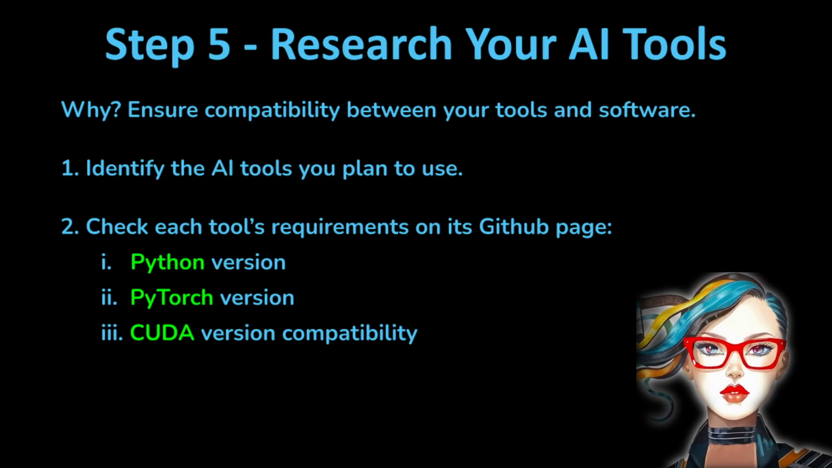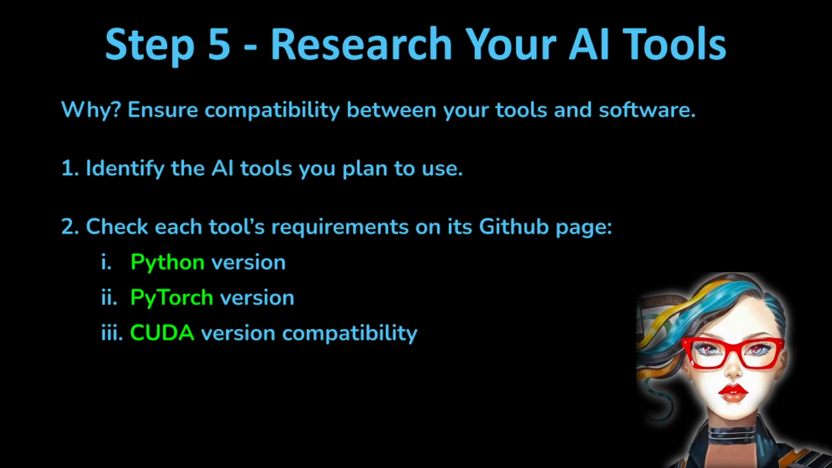But if you want to know the reason why, then here is the reasoning behind this decision. When you research AI tools that you want to install, you need to make note of at least 3 things: number 1, which Python version each AI tool depends on; 2, which Pytorch version each tool requires; and 3, which CUDA toolkit versions are compatible with those Pytorch versions.